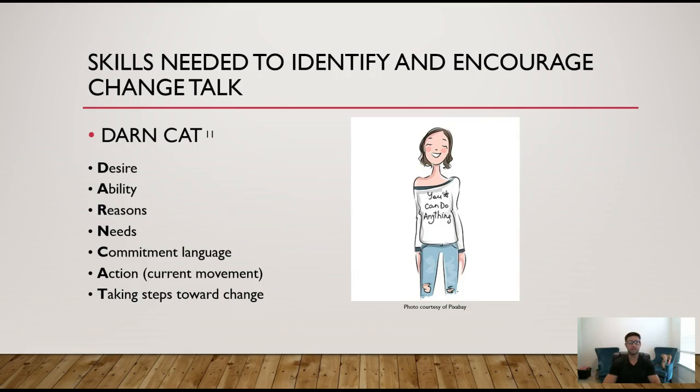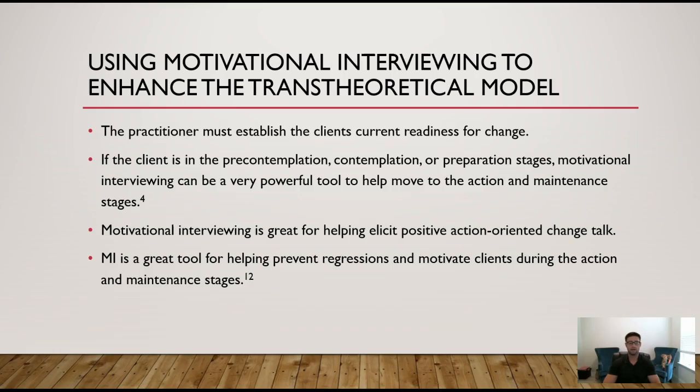CAT is really getting them into that action-oriented change. So we're looking for commitment language, we're looking for action within the patient, and we're looking at them to take steps towards change. So actually physically and mentally making those adjustments. And so when you can follow this acronym as a prescription and as a guide, you can really walk through the whole process when identifying and encouraging change talk within the clients.